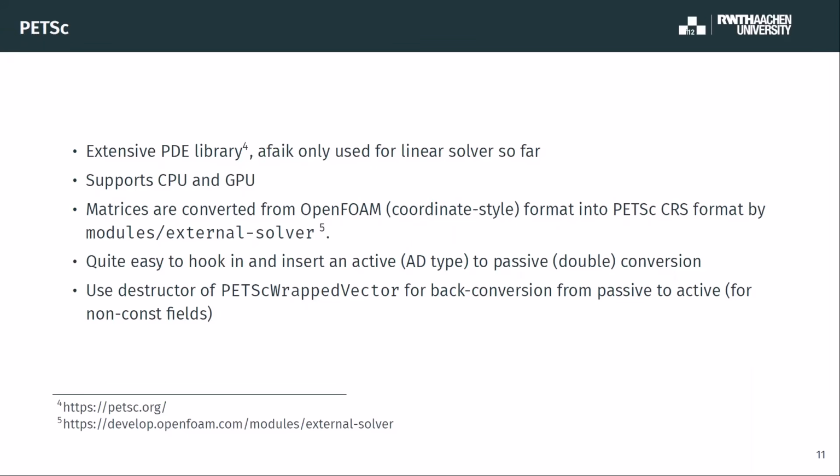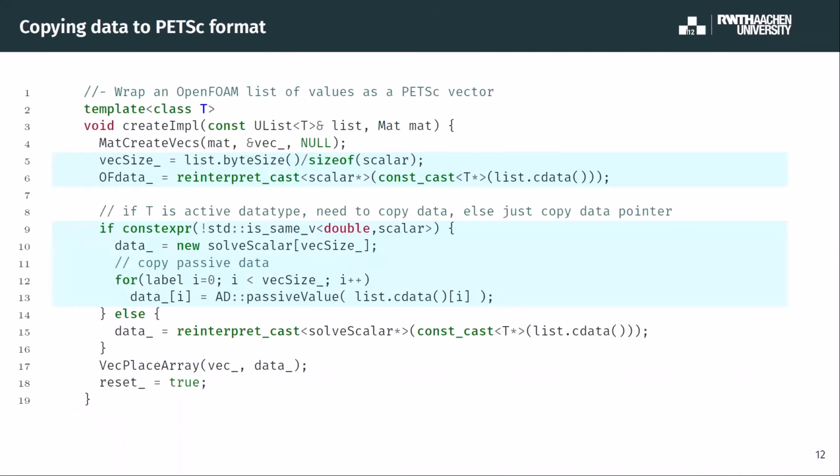And for that, there's this PETSc wrapped vector thing inside the module, which converts both vectors and matrices. And we hook into that. And we do a conversion there from our active AD type back to double. And then, of course, once the solution is calculated, we have to somehow hook this data back in. And nicely enough, this thing here also has a destructor, which is destructed when the PETSc solver instance is destructed as well. So we can use that to go back. So a little bit of code. I don't know if you can really see this.